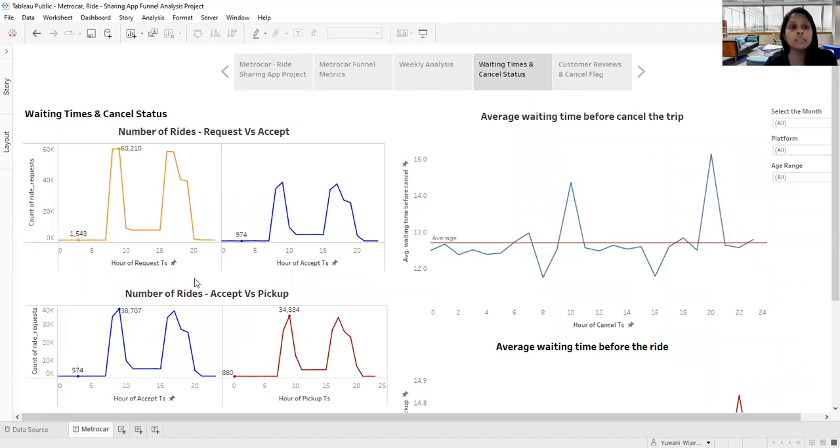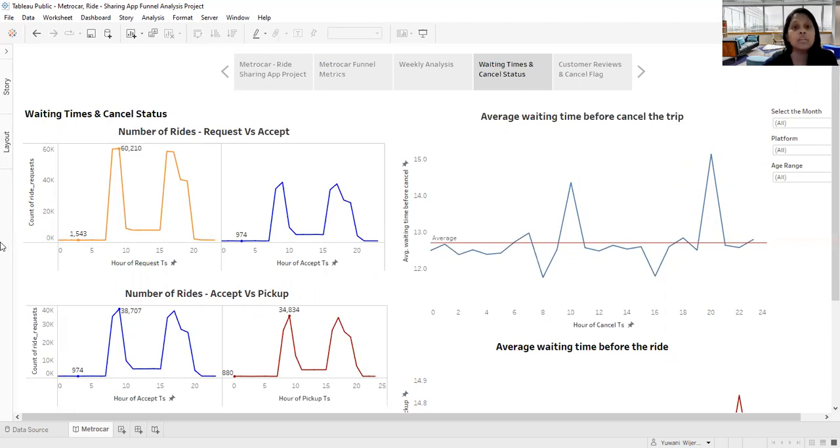So we can implement this price surging strategy for these peak hours, because these are the high-demand hours, and we can implement this strategy for these hours.